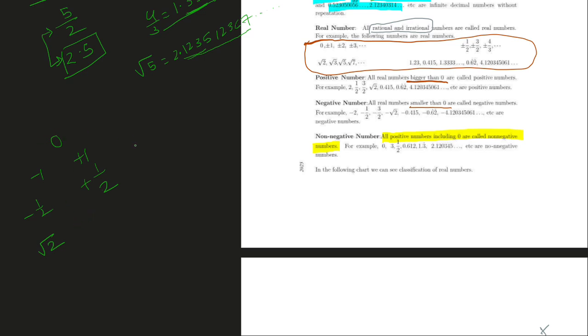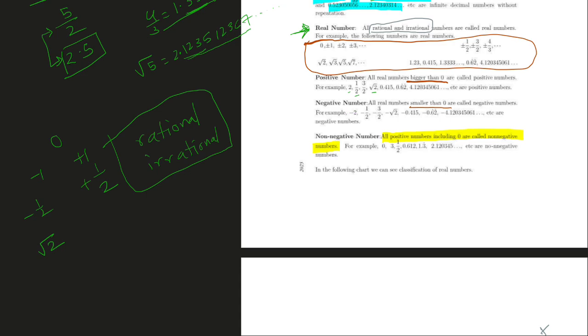So all the rational and irrational numbers are called real numbers. So there are positive numbers, there are negative numbers, there are non-negative numbers. Any number that is higher than 0, regardless of whether it's a fractional number, an integer, or an irrational number, if it's greater than 0, then these are positive numbers, right?